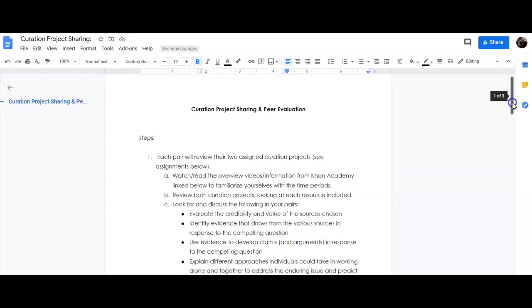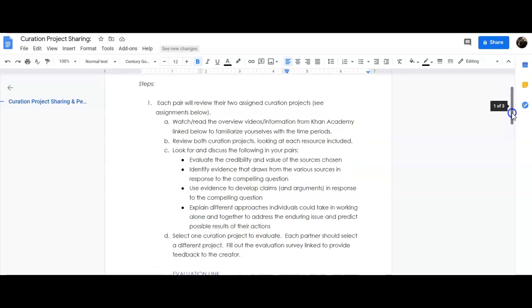And then you're going to discuss in your partners or pairs these 4 key aspects that were the requirements for this assignment. The credibility and value of the sources chosen, that there is evidence that draws from various sources in response to the compelling question, that the creator used evidence to develop claims and arguments in response to the compelling question, and that there were some different instructional approaches that could be taken, either students working alone or together, to address that enduring issue and predict possible results.